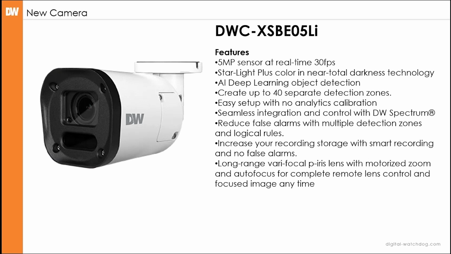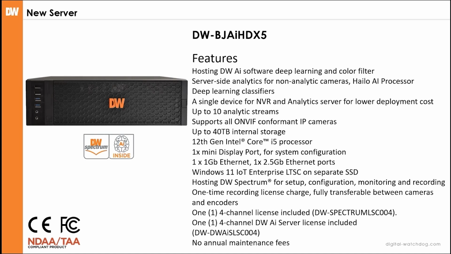All right. And now we're going to be releasing, probably in 3 or 4 weeks, could be a little sooner, could be a little longer, 2 new servers. So these are going to be servers in our small case that have the deep learning AI in it, along with the ability, of course, to record. And as you can see, we can do up to 10 analytics streams. We're going to have a 4-channel AI license built into it and a 4-channel Spectrum license included. So these are going to be a little more cost effective.